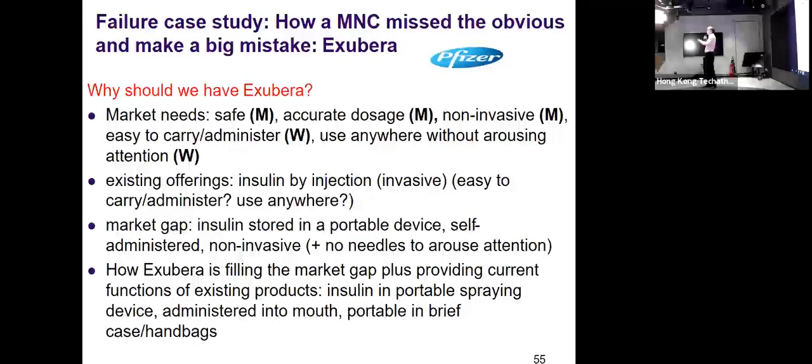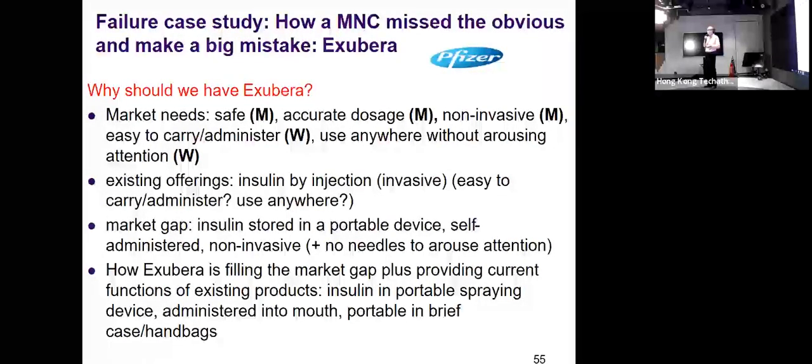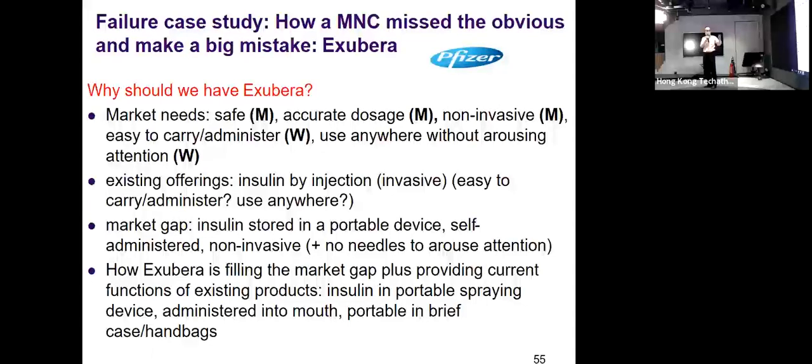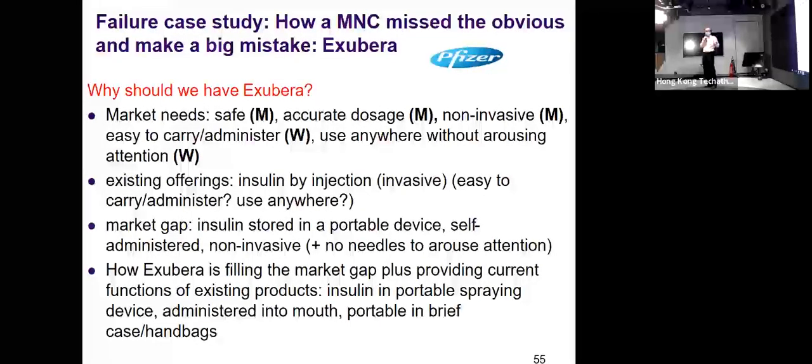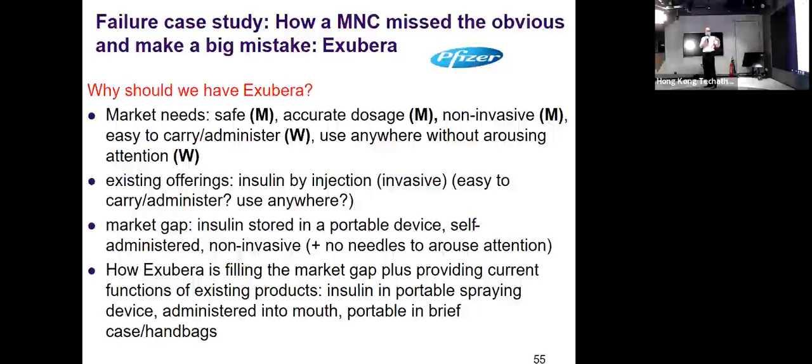You probably go to the toilet, you probably go back to your whatever. And then you start to have your drug because it is injectable. So the existing offering is invasive, so you want something that's less invasive. So the market gap is obvious: something portable, not invasive.